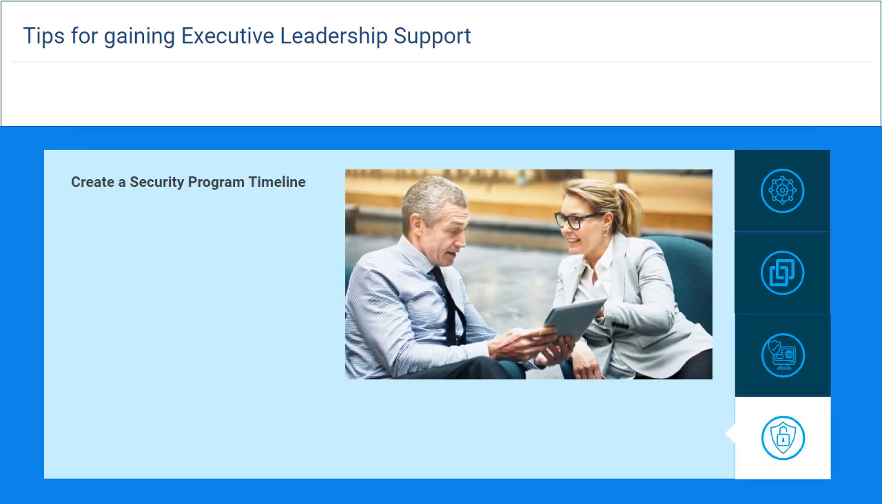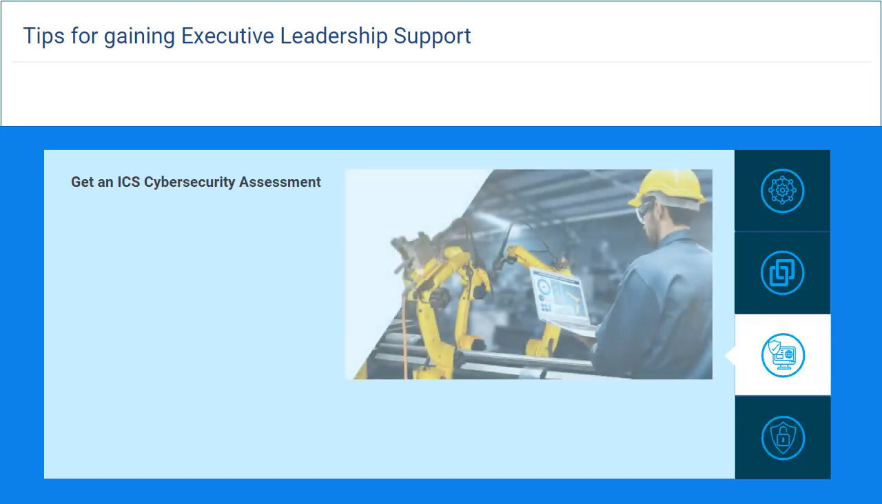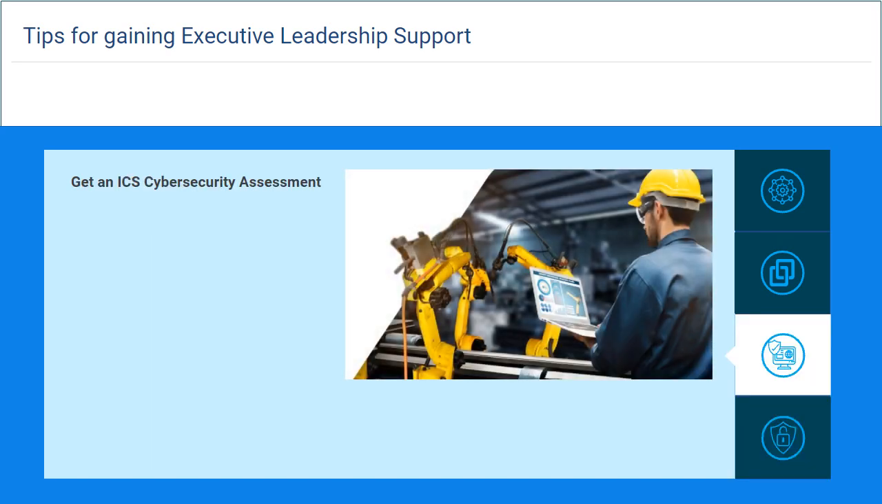Create a security program timeline. Developing a timeline to share with key stakeholders is one way to initiate the process of enhancing your industrial cybersecurity posture. Get an ICS cybersecurity assessment.